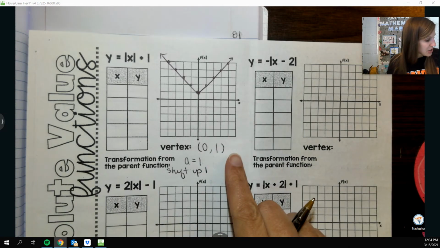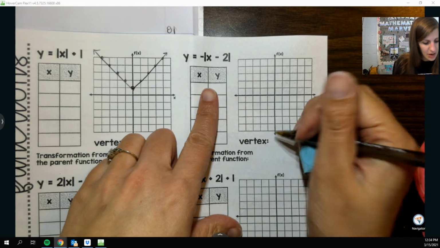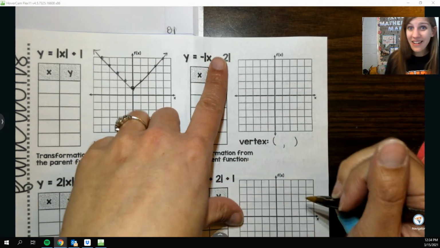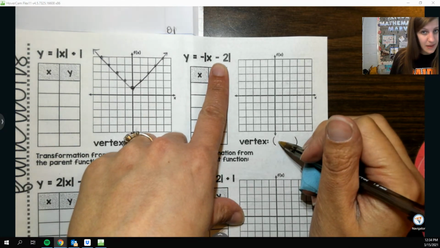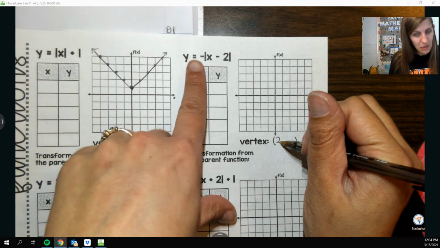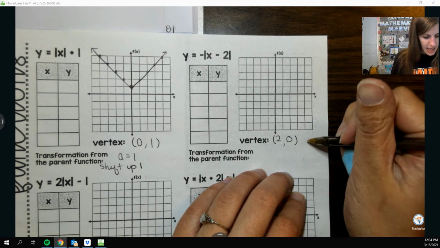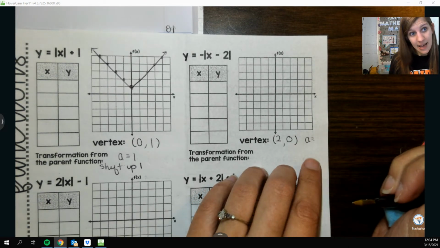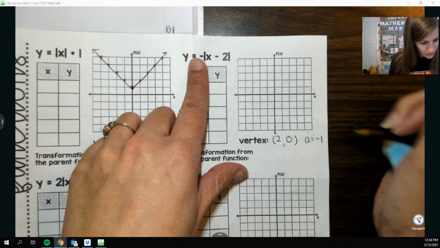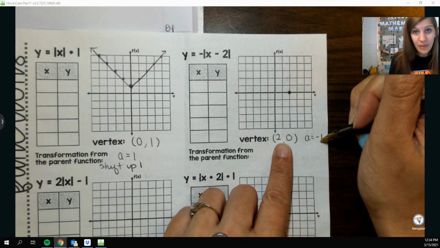All right, moving right next to it. So I'm going to skip the tables because no thank you. If I look at this next one, I always find my vertex first. I look inside, and there is a number. So that's going to be my X value, but opposite. So 2. Then I look outside, and there is no number being added or subtracted anywhere. So that means it's 0. The other number that I like to identify is A, and A is the number being multiplied, and it's -1. Okay, so I plot my vertex at 2, 0, and now I do my slope of -1.